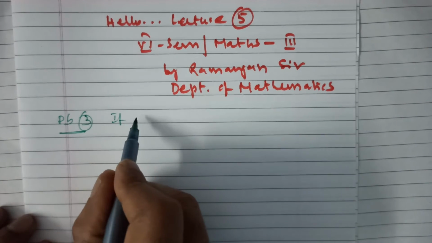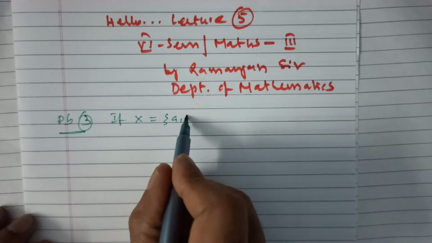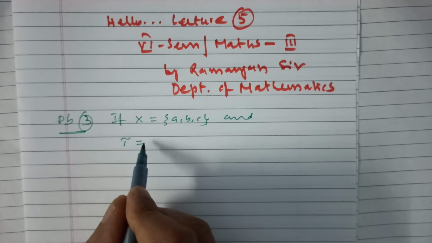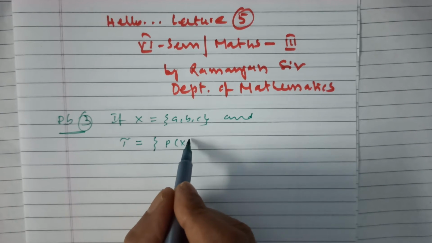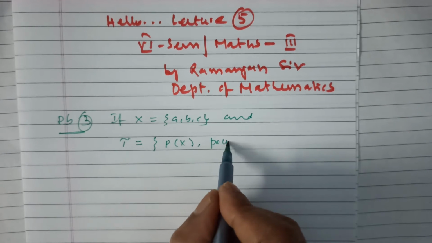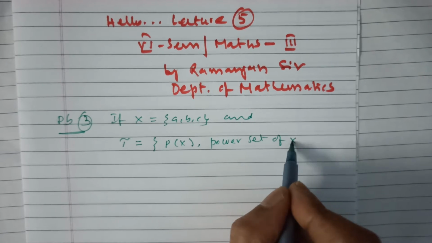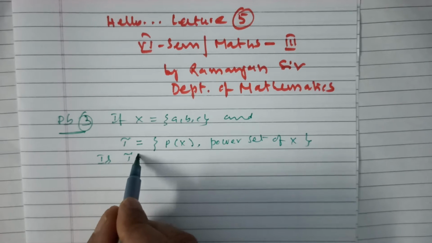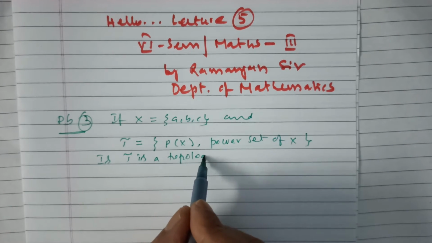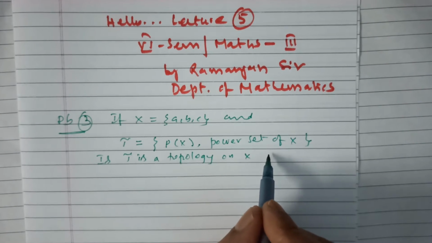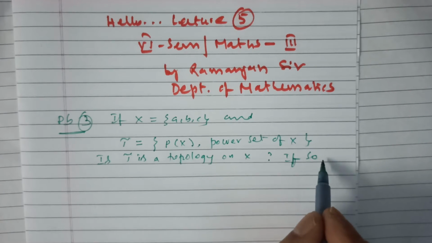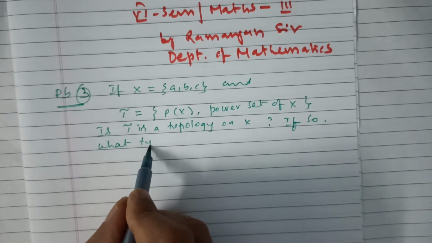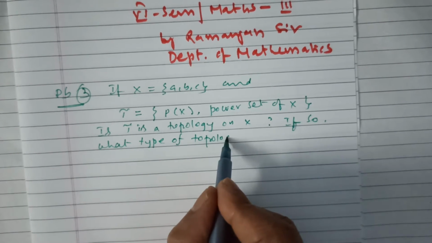If X is equal to the set {a, b, c} and tau is equal to P of X, the power set of X, is tau a topology on X? If so, what type of topology is it?